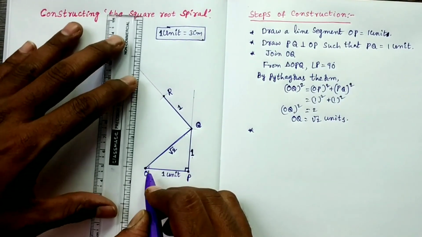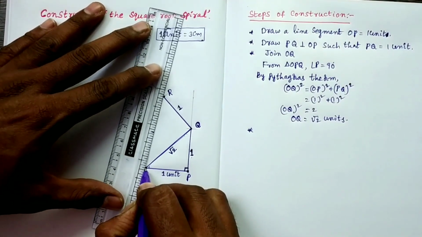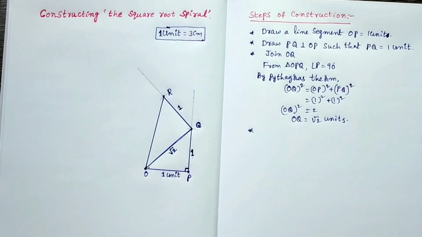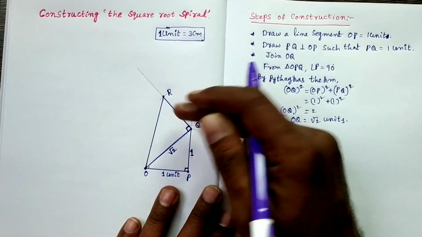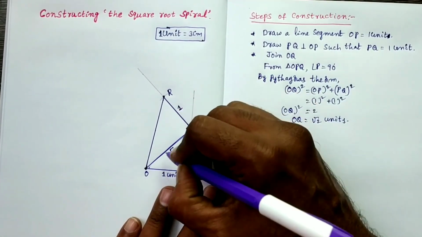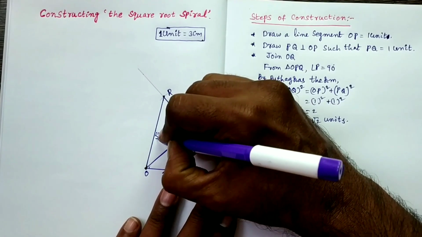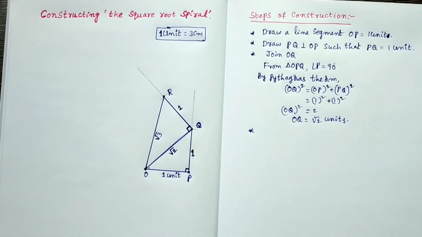Now you join OR. Now OQ is perpendicular to QR. Then the length of OR will be square root 3 units. How can we check?